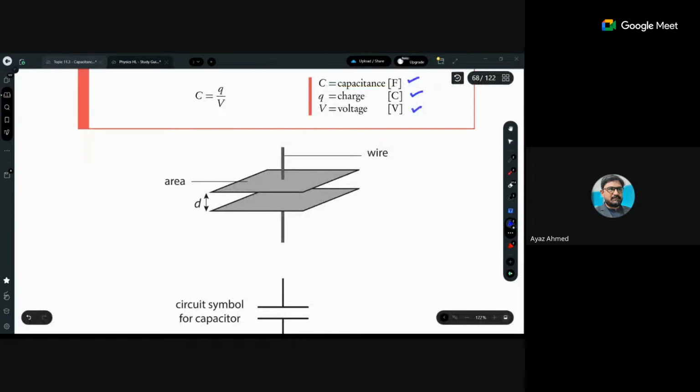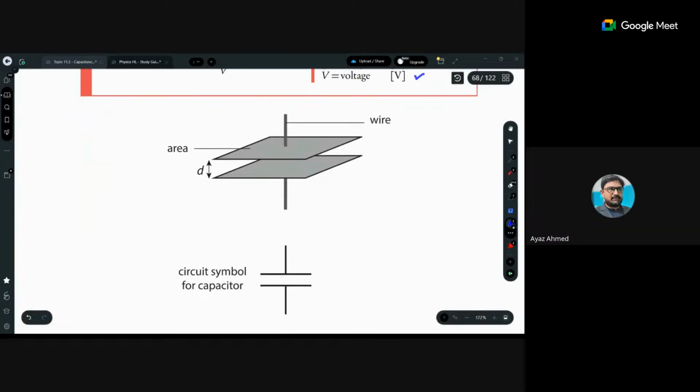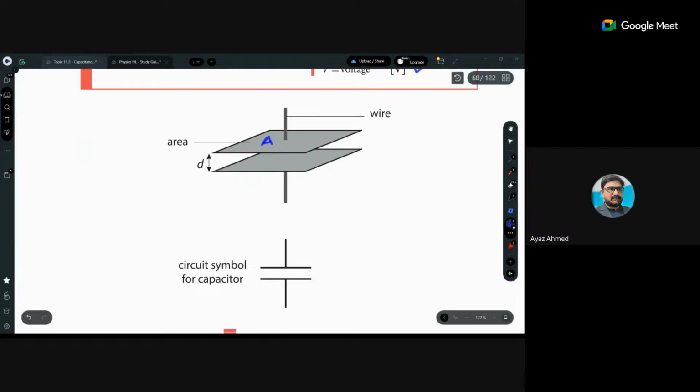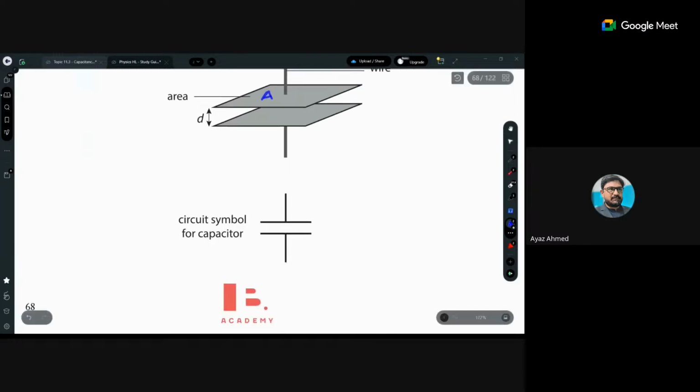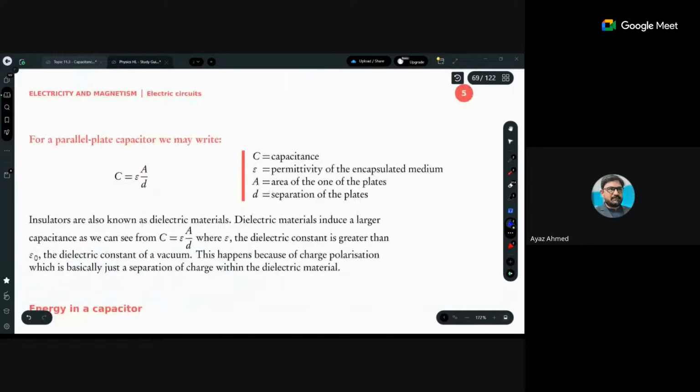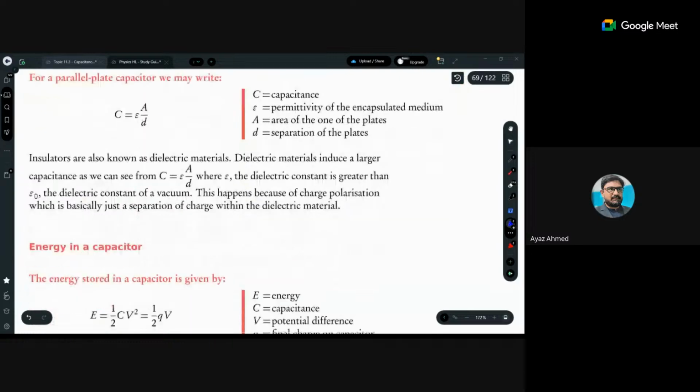Here is the basic concept of a capacitor. A capacitor consists of two conducting plates with a certain area and separation between them. Then we have some insulating material inside. The symbol of the capacitor is this. I believe that you know that.